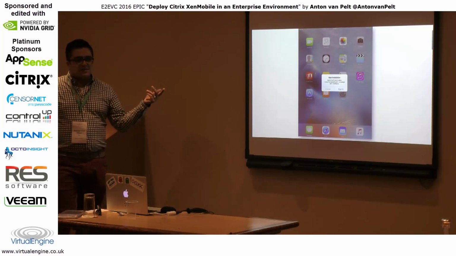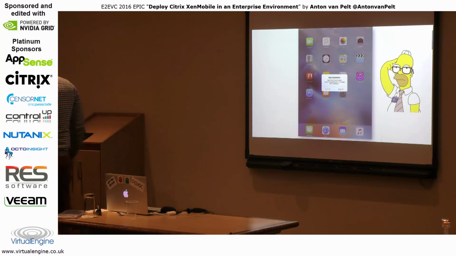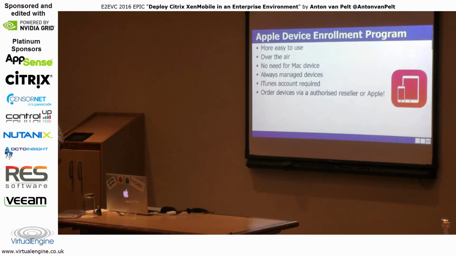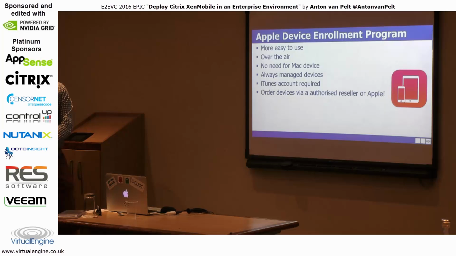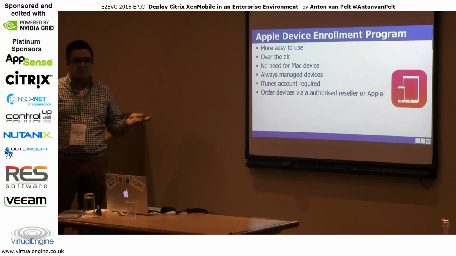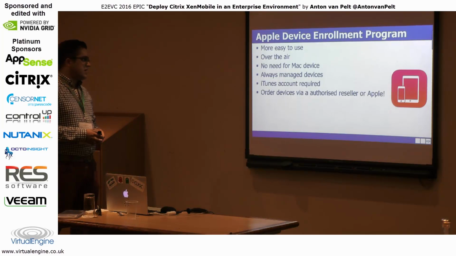And then again, the device comes up and it asks for an iTunes account, because we need to install Worx Home. So we're still in a bad situation, because we don't want to use iTunes. This is where we go over to the VPP, after a short summary of the DEP program. It's easier than using the configurator. It's over the air. You don't need an on-premises MacBook to manage the device via the configurator.